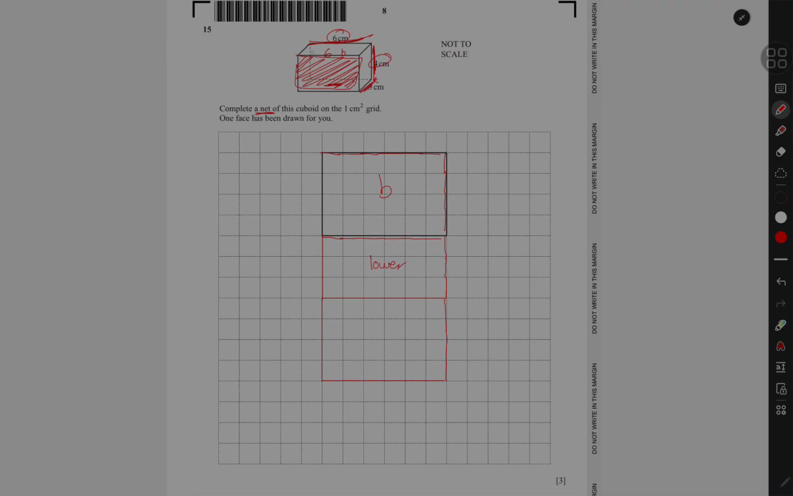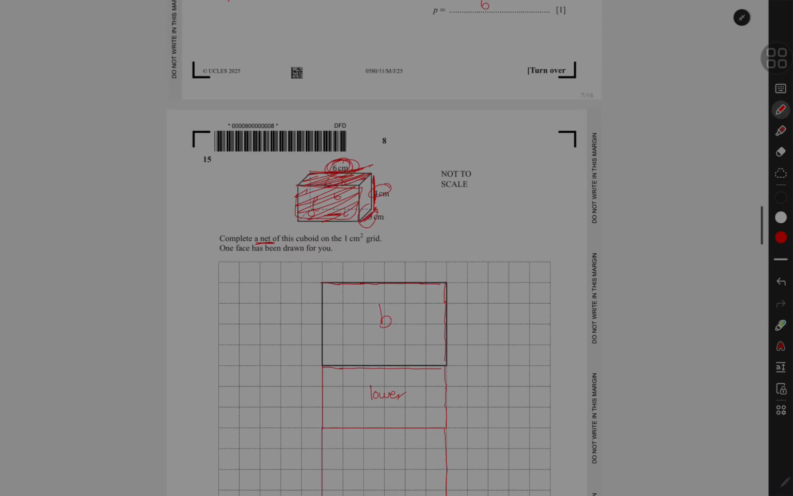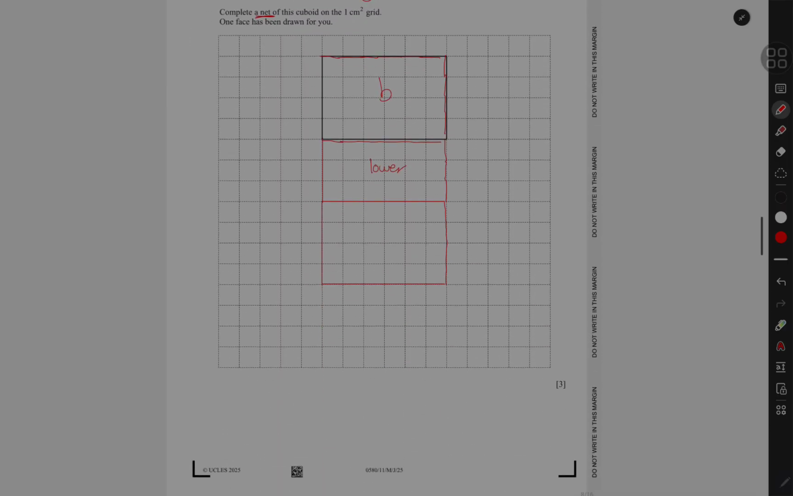And now we need to do the last side. We did the front side, they gave us the back side. We did the lower side, we did the front side, and now we need to do the top side. The dimensions of the top side are 6 multiplied by 3 centimeters. So 3 centimeters here, 3 centimeters here. So 6 times 3. 1, 2, 3, 4, 5, 6.